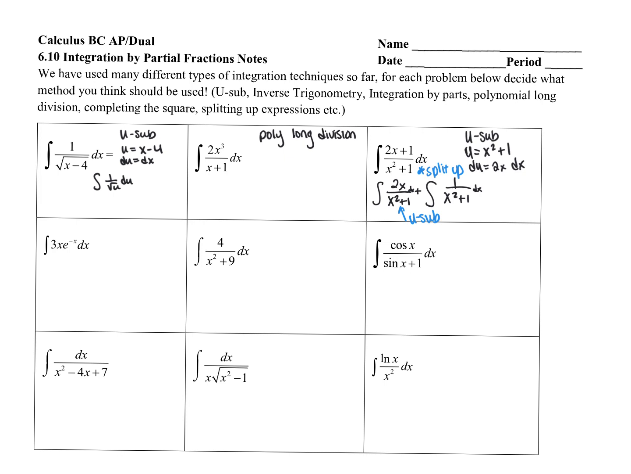And then what would I do with this one? Yeah, that's inverse tangent. X squared plus a constant in the bottom is going to be inverse tangent.